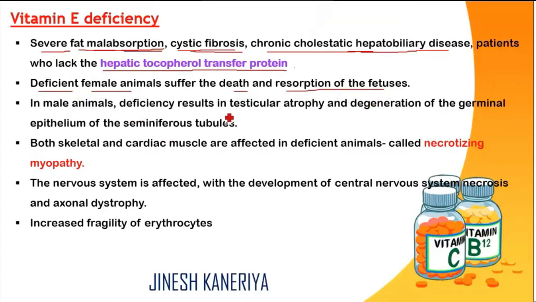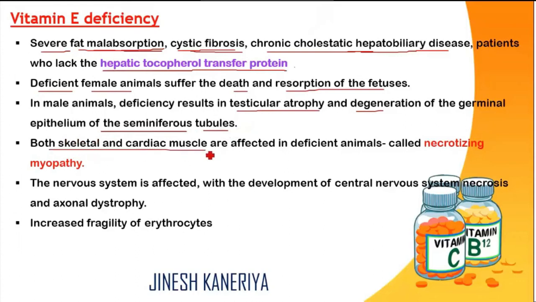In male animals, deficiency is related to testicular atrophy, a reproductive deficiency, or degradation of the germinal epithelial cells or seminiferous tubules. So these are the reproductive organ deficiencies. Testicular atrophy is related to reproductive deficiency, and fertility is also affected through the deficiency of vitamin E.